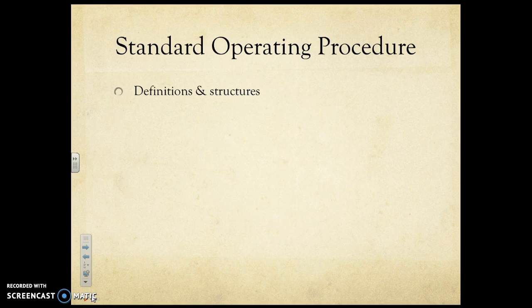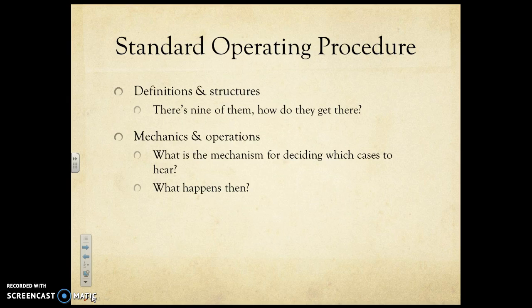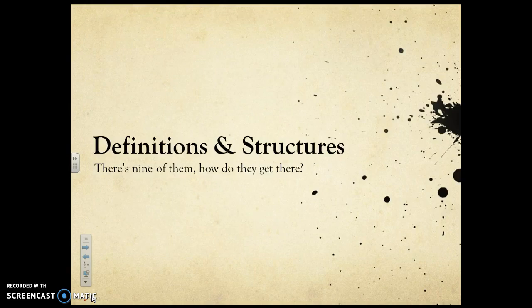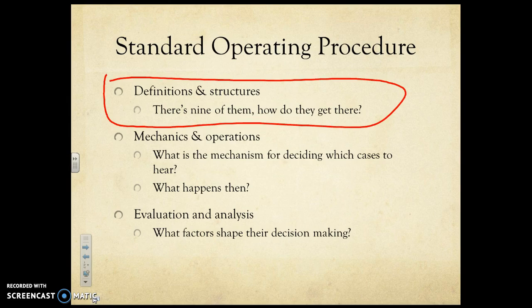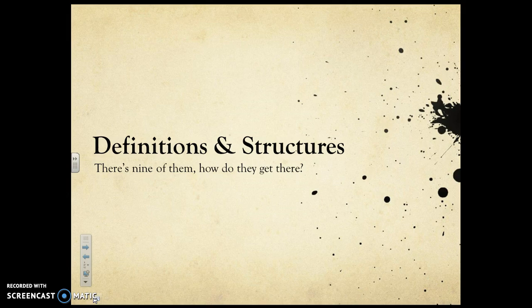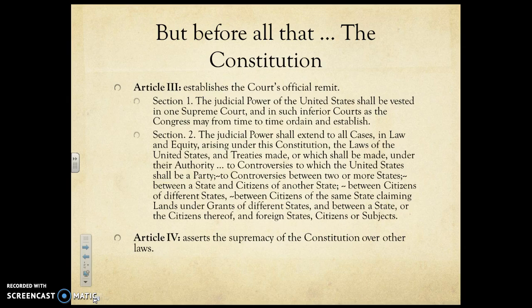Now, maybe I'm just weird, but I really do enjoy the Supreme Court, and these are the things we're going to be looking at, and with any luck, if I get this right, we'll be able to get through this particular bit in this presentation, but that's only if I shut up and get on with it. So, definitions and structures, there's 9 of them. How do they get there? Let's start off with the Constitution. Let's go back and look at the Constitution.